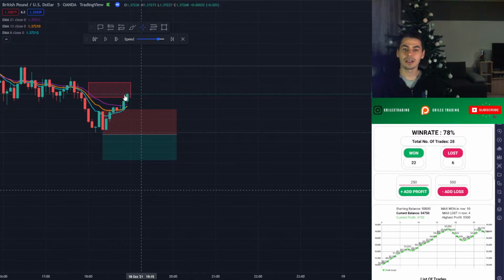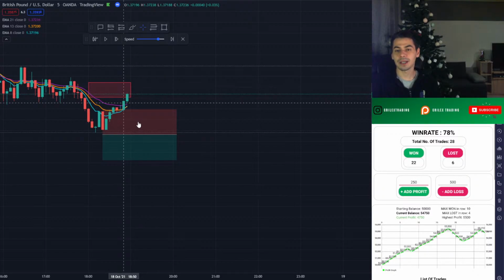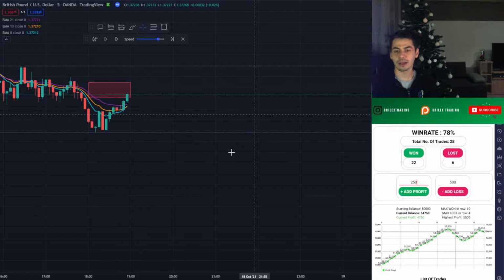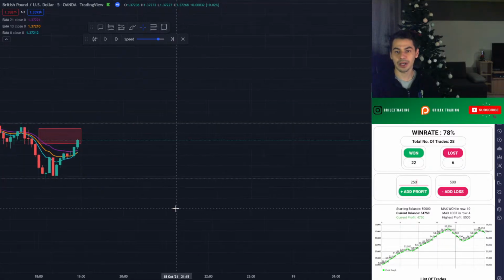Okay, so as you can see, this green candle closed above the purple EMA, so this position is now invalidated. We will just take it out and look for better entries in the market.